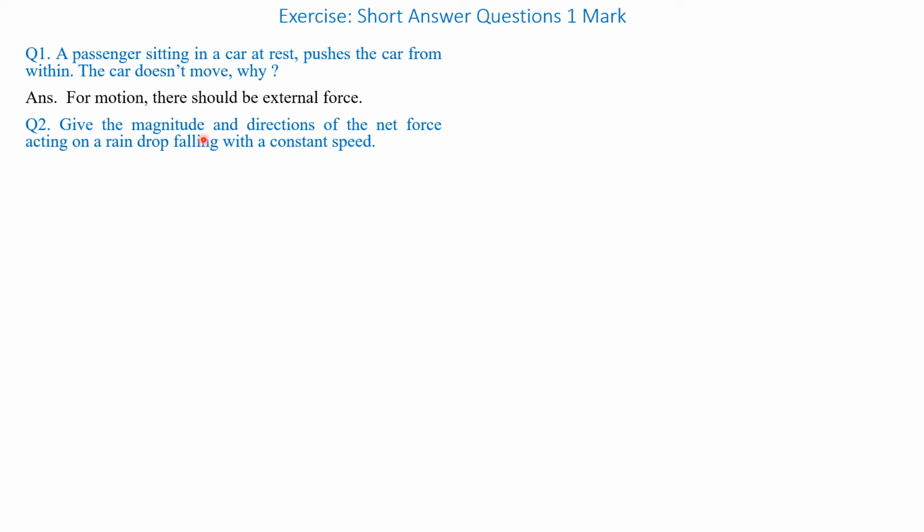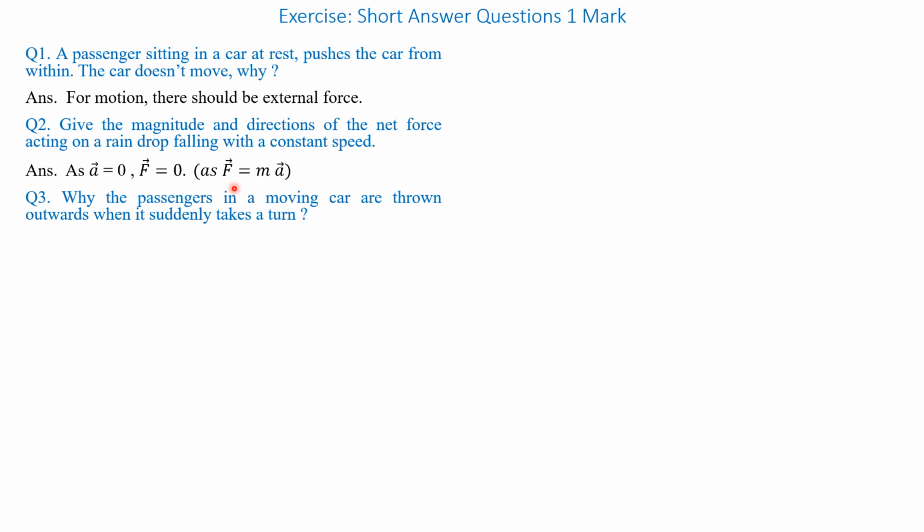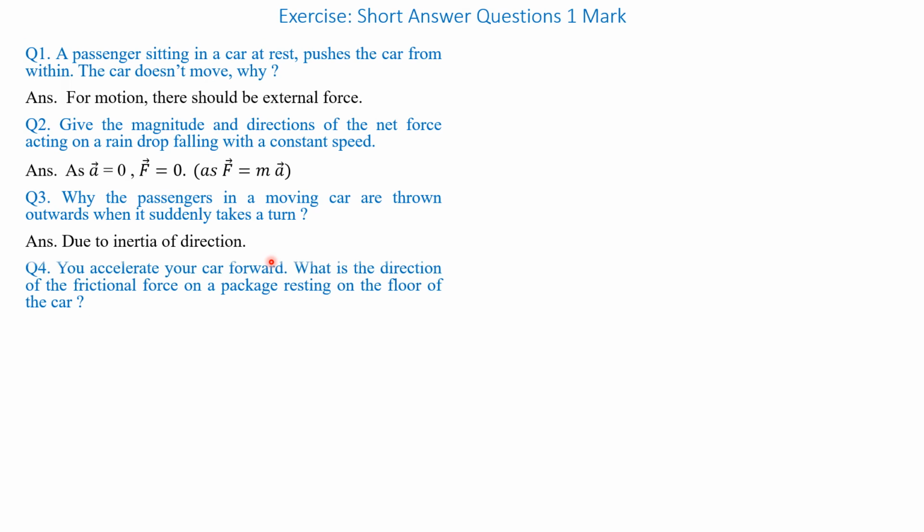Next question, question number 2: Give the magnitude and direction of the net force acting on a raindrop falling with a constant speed. Answer: as acceleration A equals 0, F is also 0, because F is equal to M into A. Question 3: Why are the passengers in a moving car thrown outwards when it suddenly takes a turn? The answer is due to the inertia of direction.